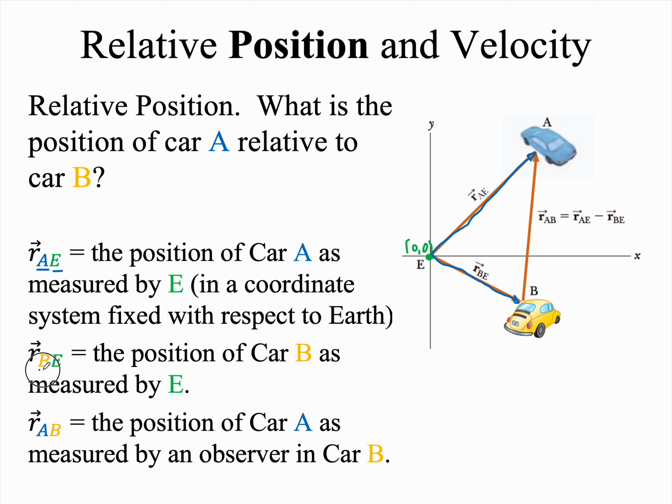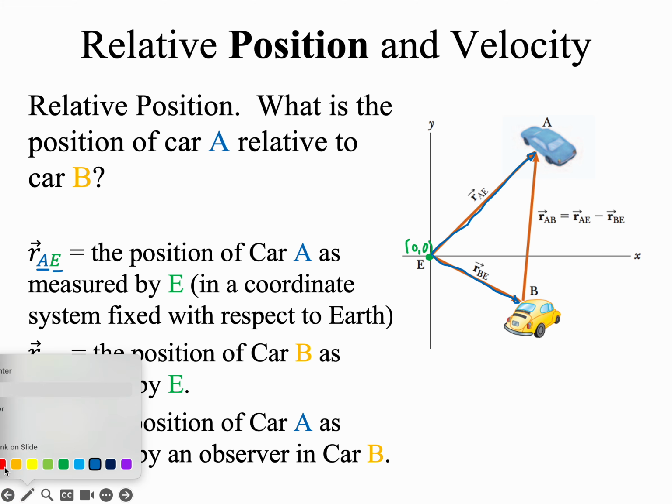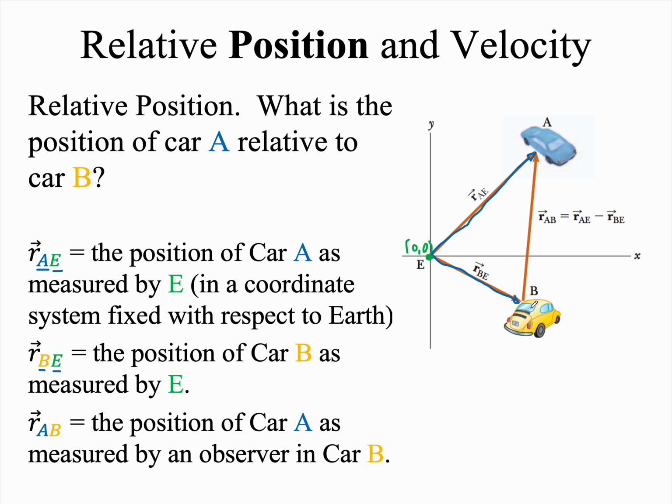So R sub BE, position of car B as measured by the Earth. And then finally, this is the one we're looking for in this case. If you were a passenger in car B, imagine you're sitting here, where would car A seem to be relative to you? In this case, the position of car A relative to where you're at. So if you were positioned inside this car, where does car A appear to be?